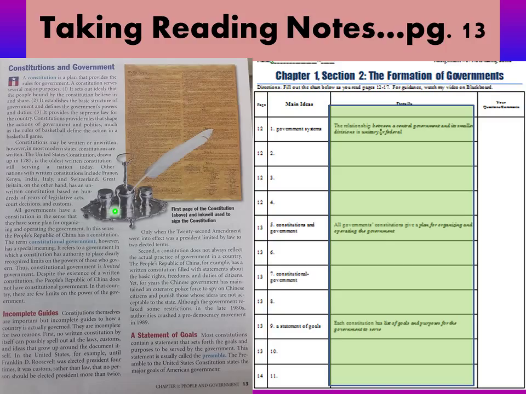All governments have a constitution in the sense that they have some plan for organizing and operating the government. In this sense, the People's Republic of China has a constitution. The term constitutional government, however, has a special meaning. It refers to a government in which a constitution has authority to place clearly recognized limits on the powers of those who govern. Thus, constitutional government is limited government. Despite the existence of a written constitution, the People's Republic of China does not have constitutional government. In that country, there are few limits on the power of the government.